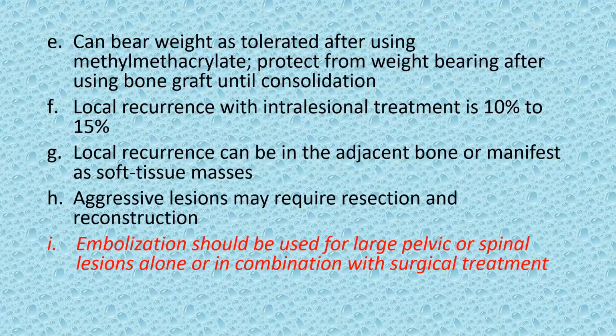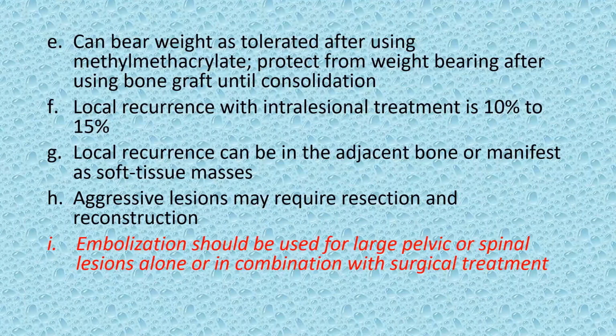Local recurrence with intralesional treatment is 10% to 15%. Local recurrence can be in the adjacent bone or manifest as soft tissue masses. Aggressive lesions may require resection and reconstruction. Embolization should be used for large pelvic or spinal lesions, alone or in combination with surgical treatment.